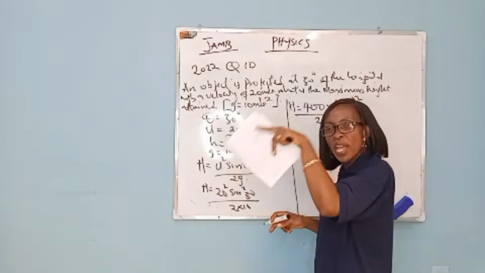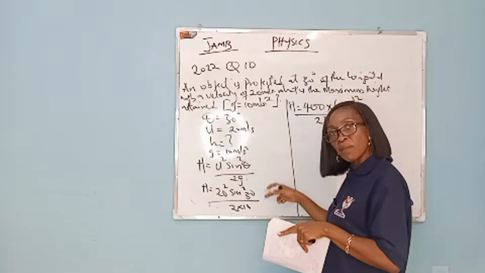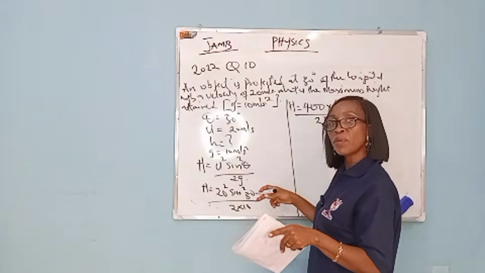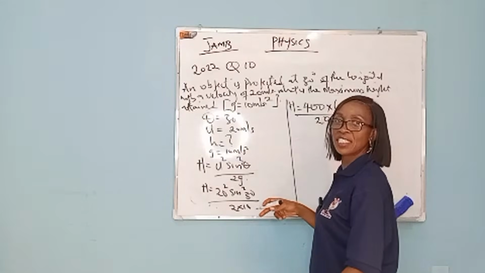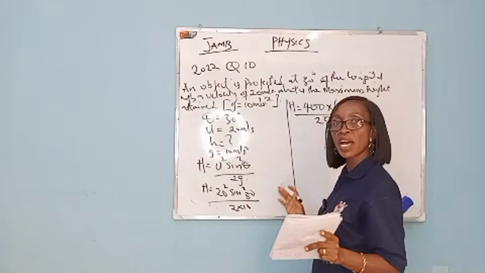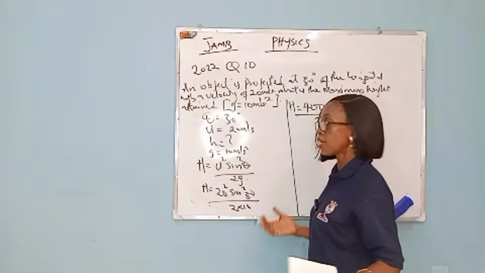Remember, it's sine square theta, not sine 2 theta. Sine 2 theta means 2 times the sine of 30 degrees. Sine square theta means the square of sine 30. So they are two different things. We should be conversant with our formulas for range, for time of flight, and for maximum height when it comes to projectile. Okay.